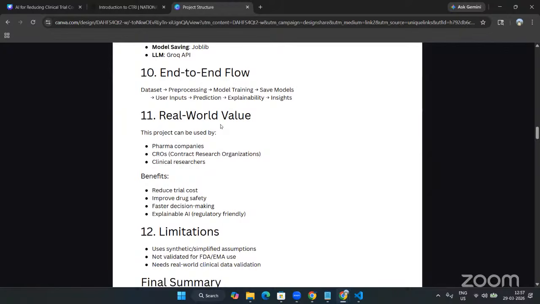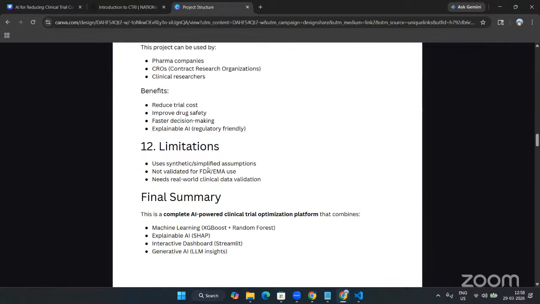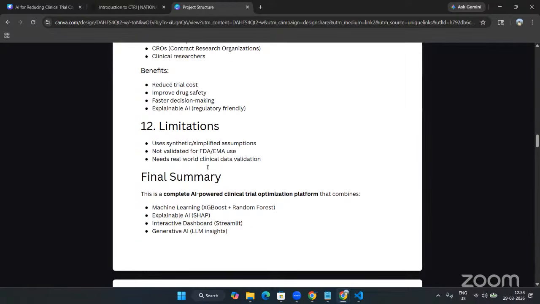The real-world value of this project is that it can be used by pharma companies, by CROs, contract research organizations, and clinical researchers. It will help reduce the trial cost, improve drug safety, help in faster decision making, and also explainable AI will make it more regulatory friendly. The limitations of this project are: it uses synthetic or simplified assumptions, and it is not validated for FDA or EMA use. It needs real-world clinical data validation.